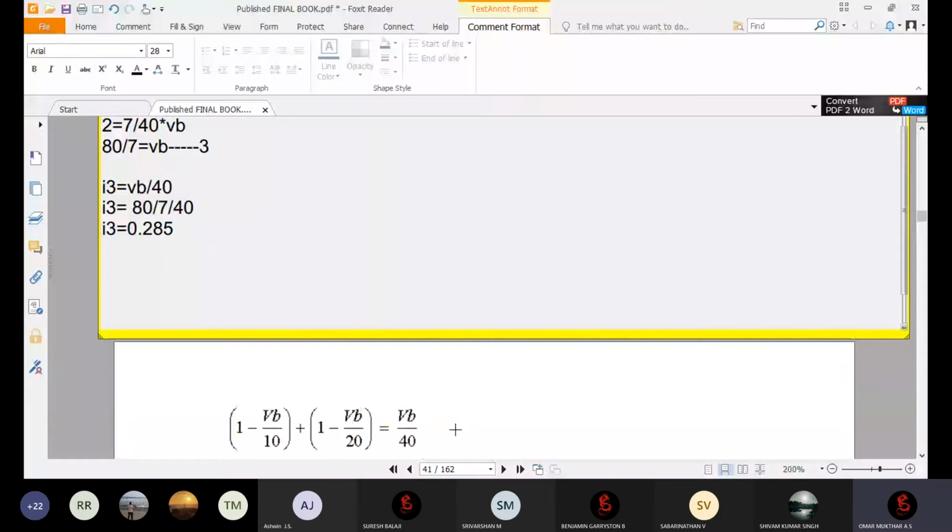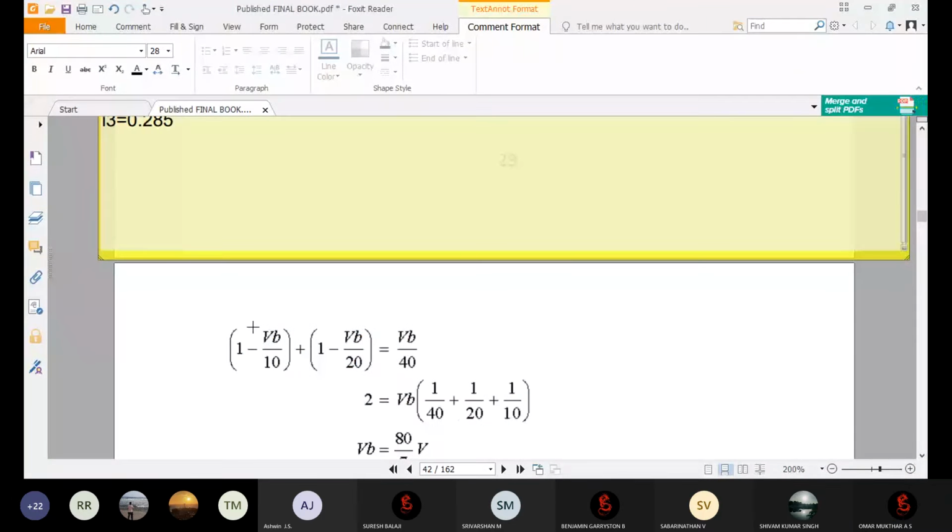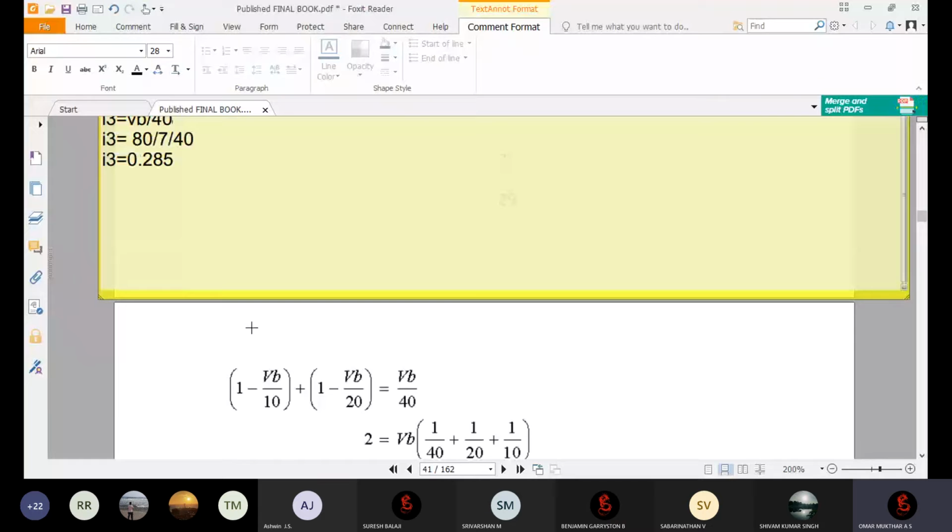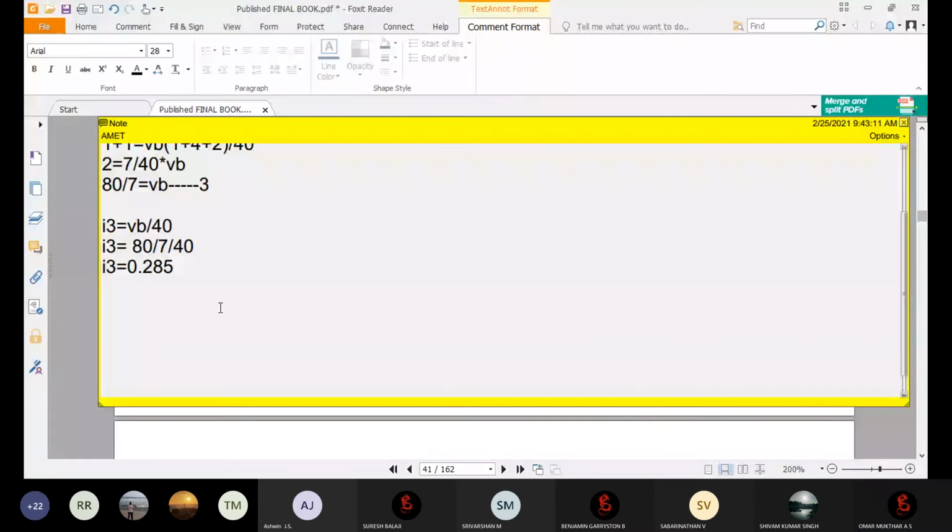Okay, correct. Now I want to verify this answer with a loop analysis. Try to find I3. I3 is nothing but I1 plus I2, right? As you did in the mesh analysis, loop analysis, try to find what your I1 and I2 are so that we can find what your I3 is.